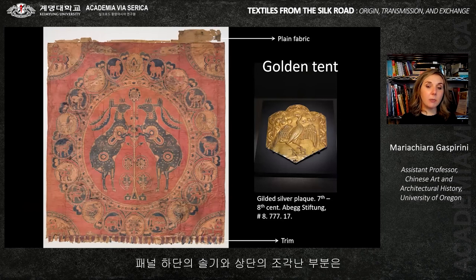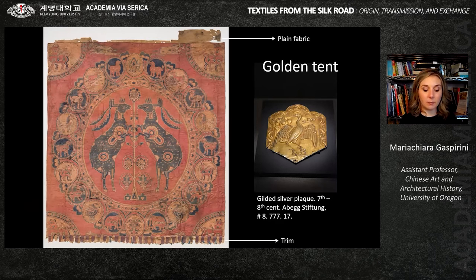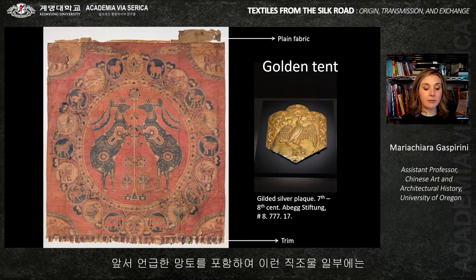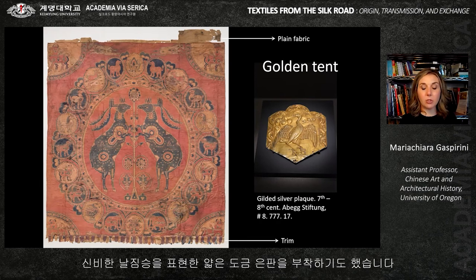The trim at the bottom of the panel and the fragment of plain fabric at the top suggest that it was intended to be hung. According to the analysis undertaken by the Abegg-Stiftung, gilded silver plaques featuring various birds or mythological flying creatures were attached to some of these textiles, including the cloak mentioned before.